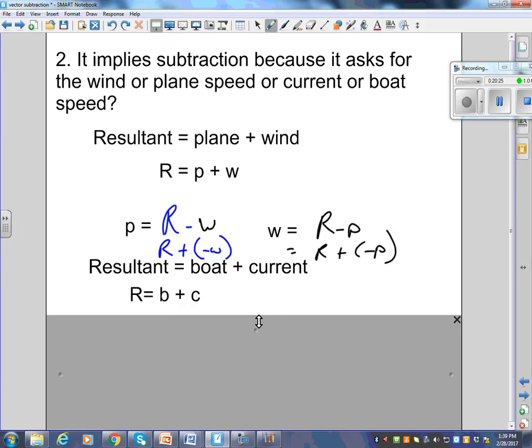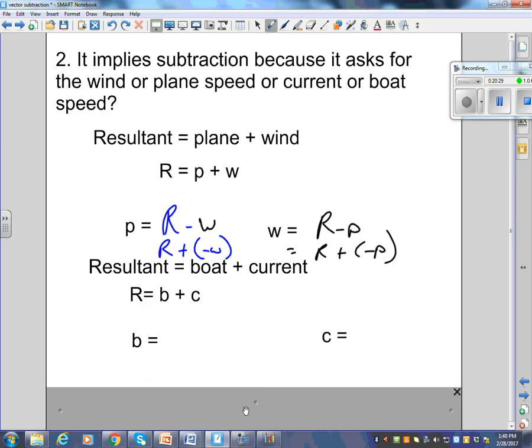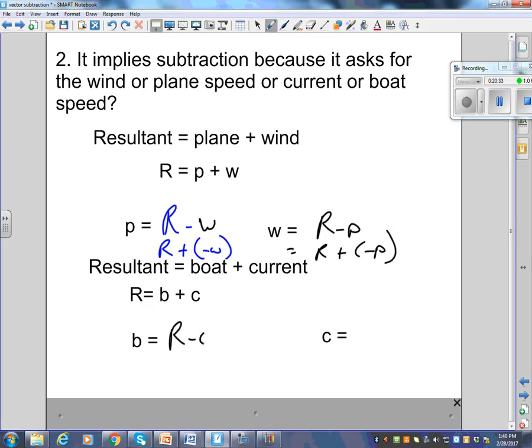So if I'm solving for B, it's going to be R minus C, where C is the current, the direction that the river is going, which would be really R plus minus C. And you just flip it and add it.